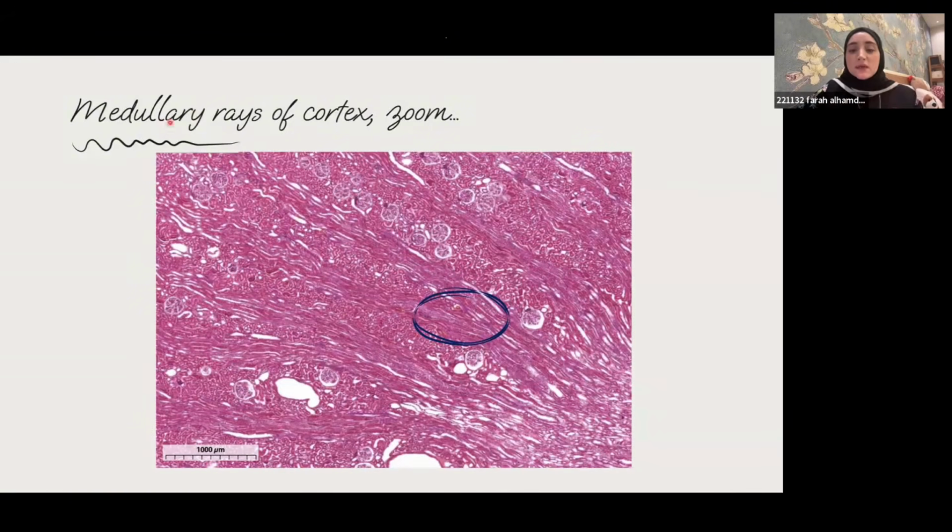Even though they're called medullary rays, we're not actually in the medulla. This is just different, confusing nomenclature, but basically this is all in the cortex. So you have alternating cortical labyrinths, or mazes, and medullary rays in the cortex. And these are the renal corpuscles and the glomeruli.